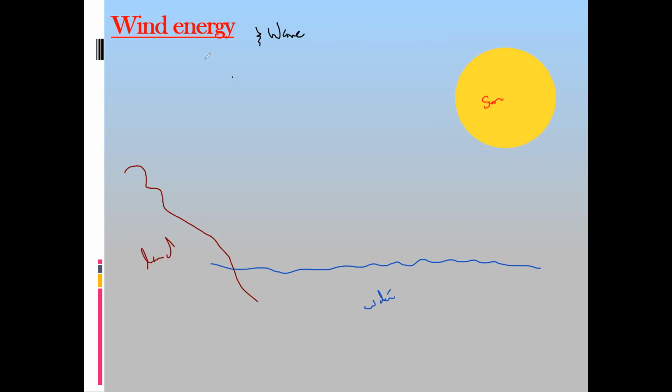Now what happens? The sun is providing heat and light, so it is heating the water as well as the land. But because of its smaller size, the land has a lower capacity to store heat energy, so land can store less energy. And water, having a greater capacity to store energy, can store more. So if the land cannot store too much energy, what happens?